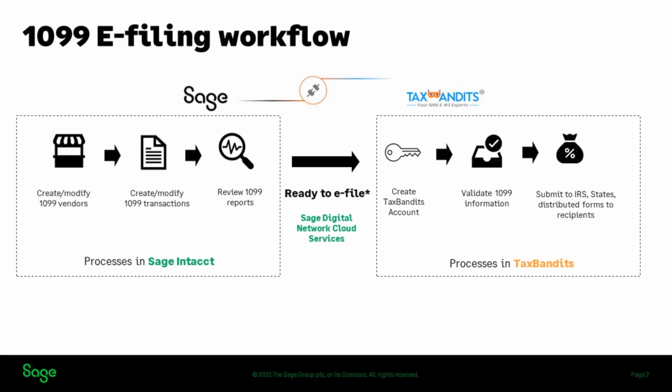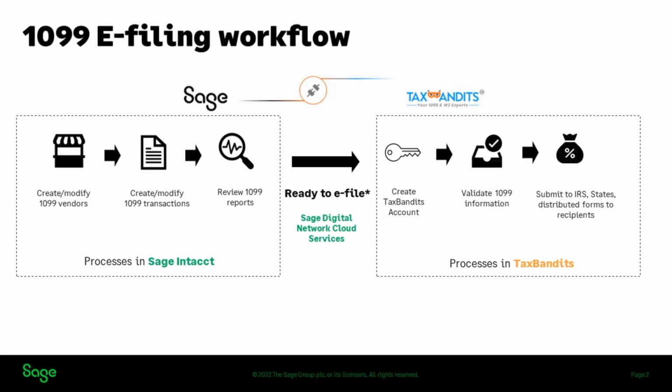The e-filing workflow consists of two main parts, one in Sage Intacct and the other in TaxBandits. In Sage Intacct, currently, you maintain 1099 vendors, 1099 transactions, review 1099 reports, and make necessary corrections. When you're ready to file, transfer the data to TaxBandits, where you will perform next steps to complete e-filing.